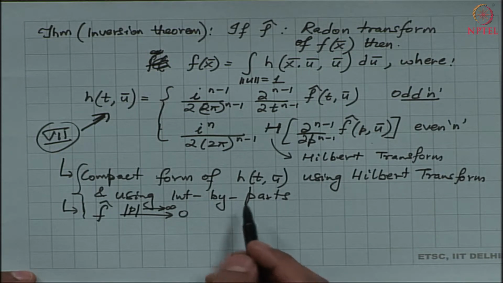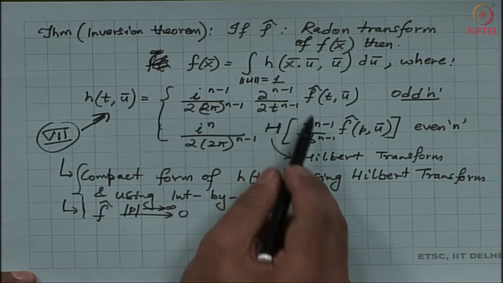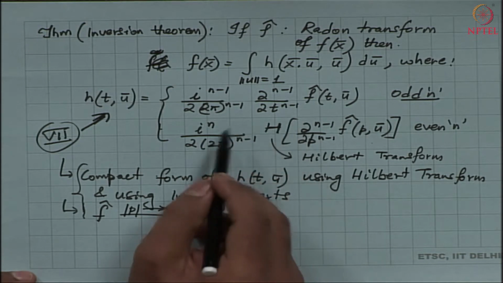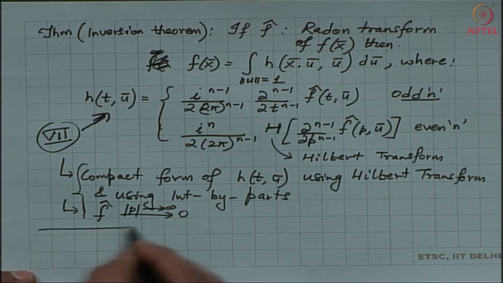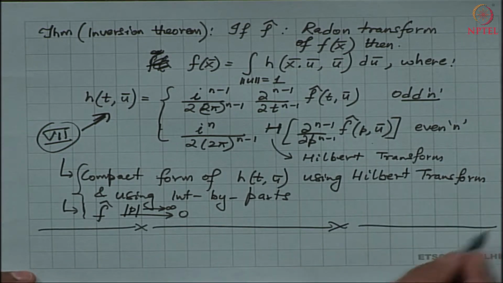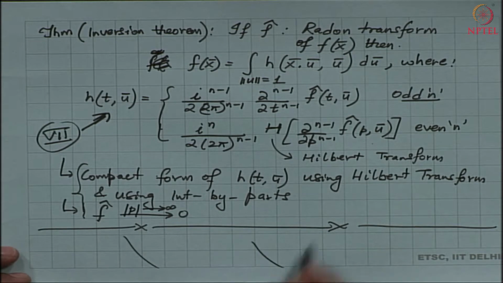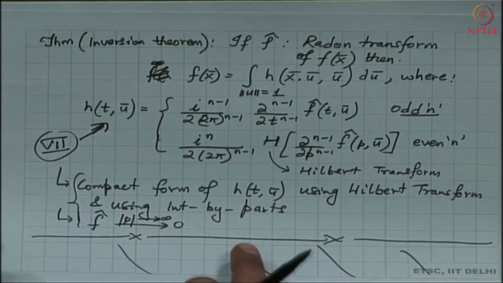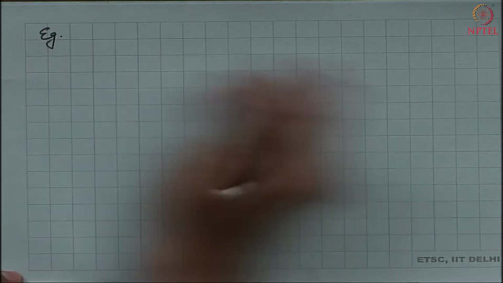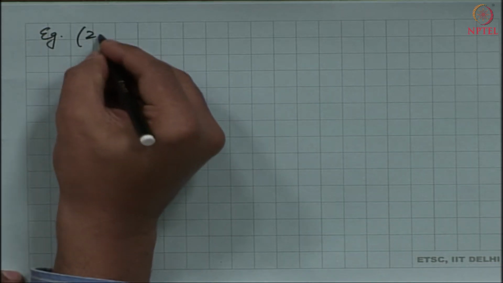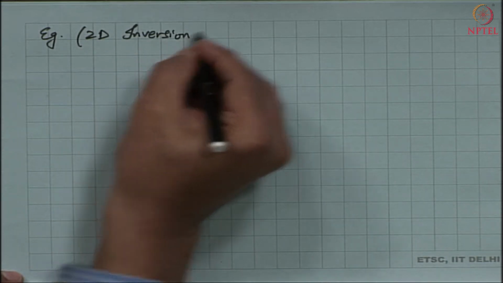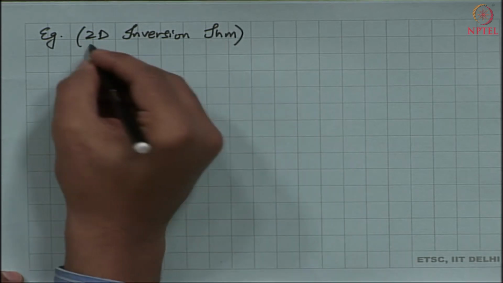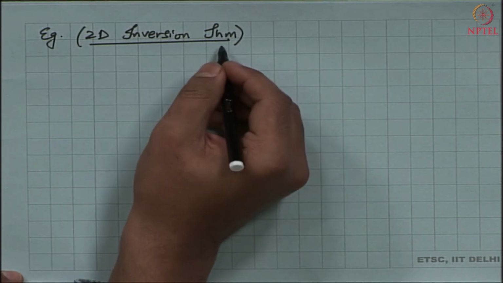Well, it may not be very easy to see how we are evaluating the inverse of the function. So, let me give you some examples to show you how to evaluate the inverse. So, let me see what happens in the case of 2D. Okay. So, in 2D, I am going to write down and find the inverse of the Radon transform.